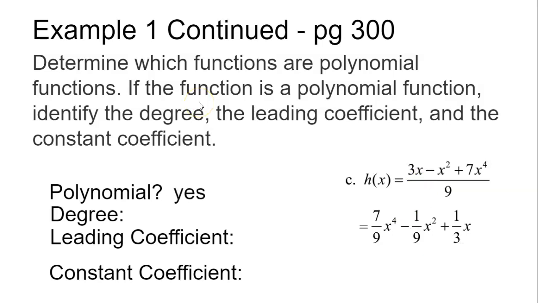So yes, it's a polynomial function. Each of the exponents are non-negative values. They're all greater than or equal to 0. The degree would be 4, since 4 is the highest. The leading coefficient would be 7/9, since it's the coefficient of the term with the highest degree. And the constant coefficient would be 0, because there isn't one in the problem.